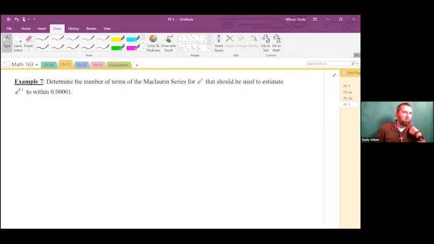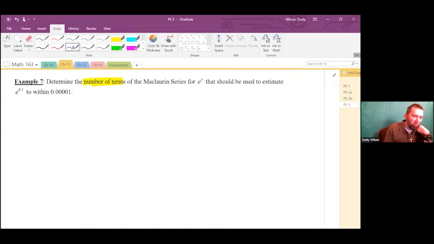to track. Example 7. Determine the number of terms of the Maclaurin series for e to the x that should be used to estimate e to the 0.1 to within 0.00001. So this is a question about number of terms. It's sort of like the question earlier that used the alternating series test, except here it won't be alternating.